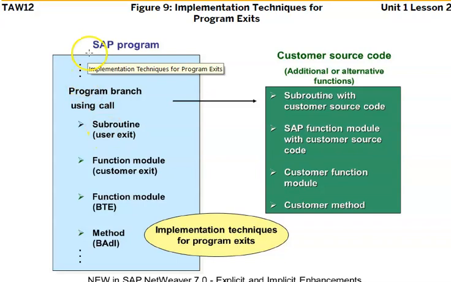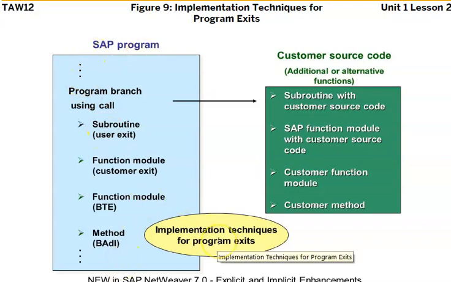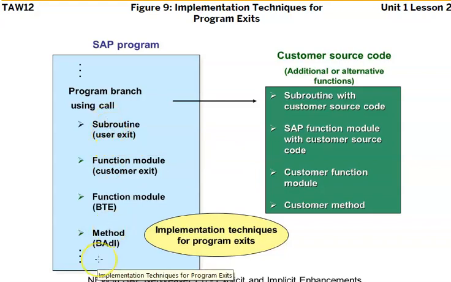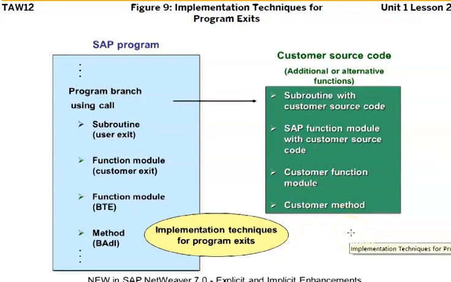Okay, so for SAP standard programs, we can add all these things. Basically, SAP should have given these options, any of these options. Only then can we make use of this. So now, if let's say SAP has given an option for subroutine user exit, then you can create a subroutine with customer source code. If they have given it as a function module with customer source code, we can do that. Customer function module, customer method. So all these things can be done.